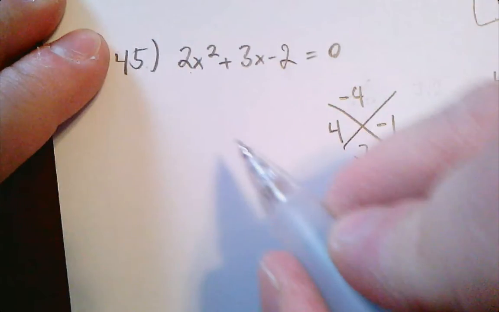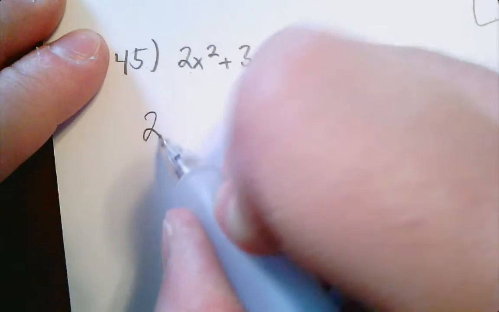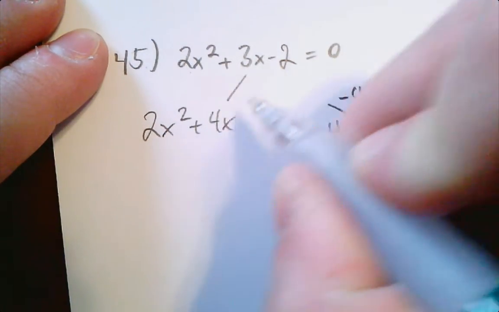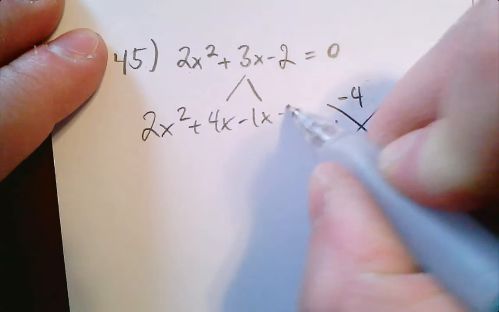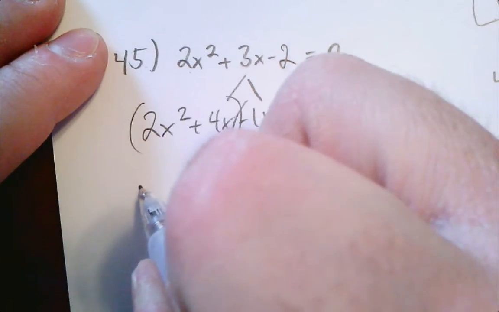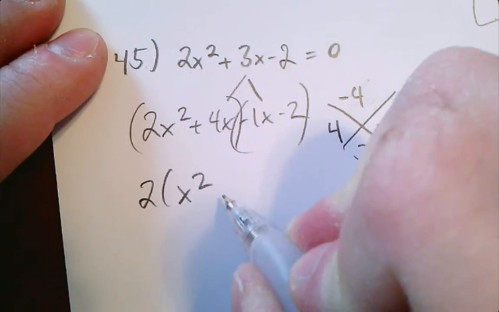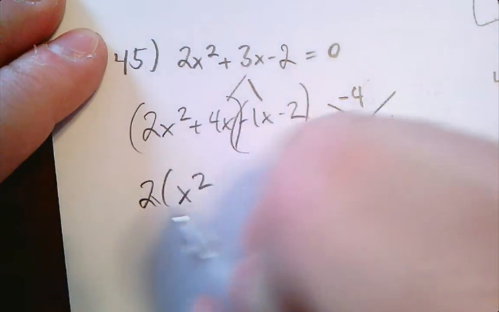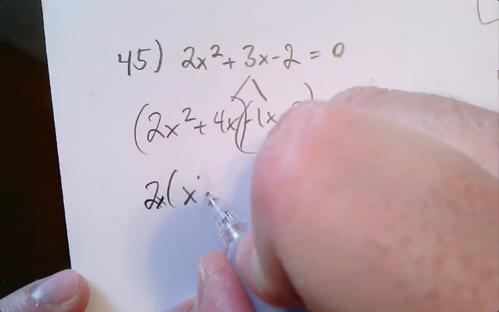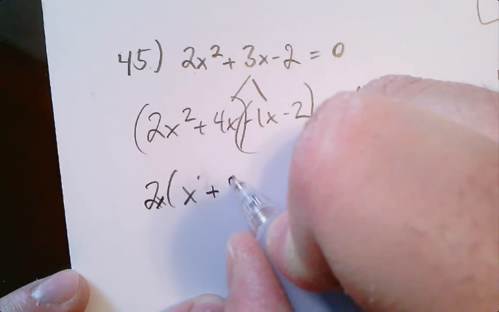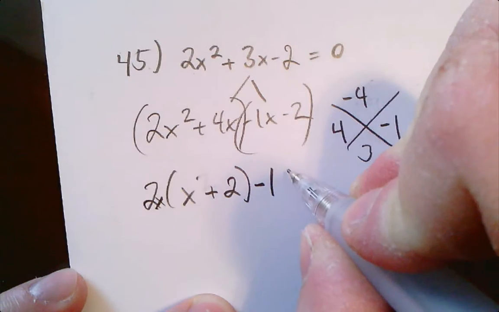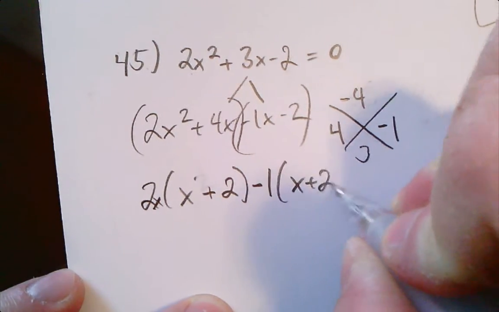So now I'm going to write this out here. The AC method, 2x squared. I'm going to break this up into plus 4x and then minus 1x, minus 2. Factor by grouping here. I'll pull out a 2, I'm left with 2x, and I'm left with x plus 2. And then here I'm going to factor out -1, and I'm left with the x plus 2 again.